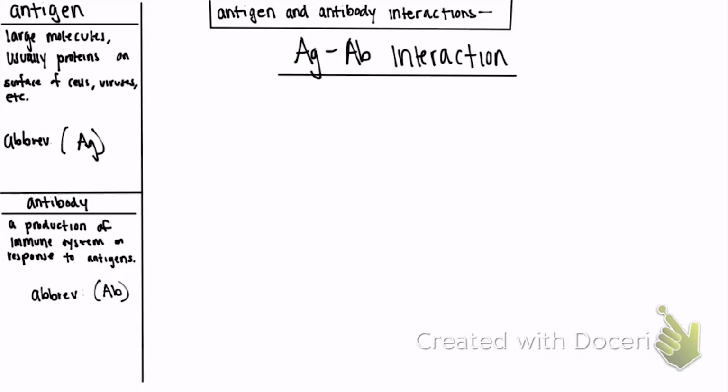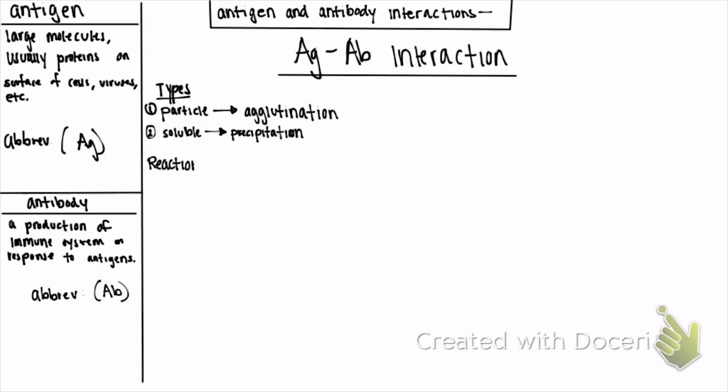So there are two types of interactions, and the first one is particle interaction. That leads to agglutination, which is an interaction with antigen antibodies. The second, if it's soluble, it leads to precipitation reactions. The reaction equation for the interaction is the concentration of Ag plus the concentration of Ab leads to an antigen-antibody complex, or Ag-Ab complex.